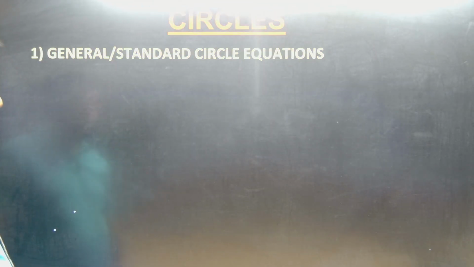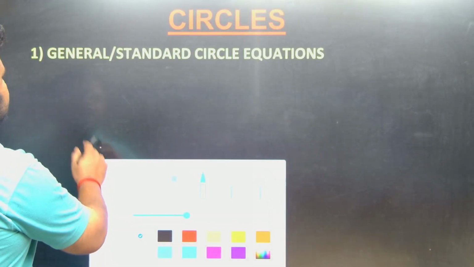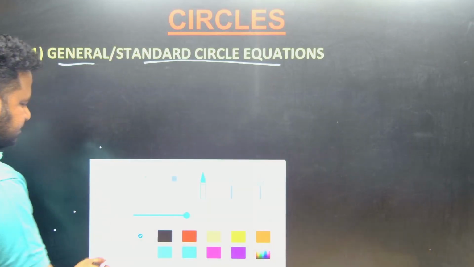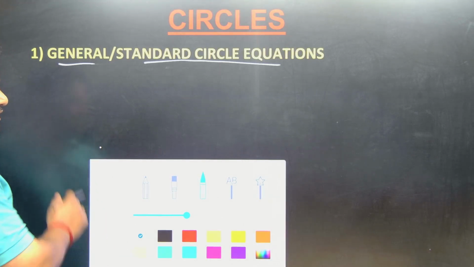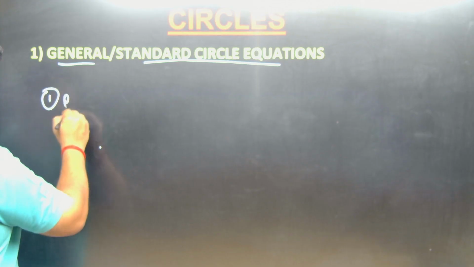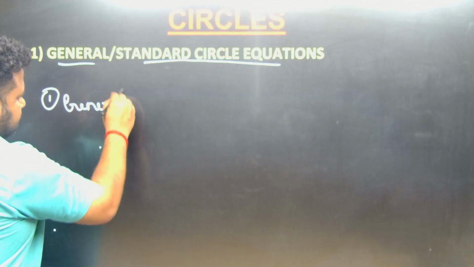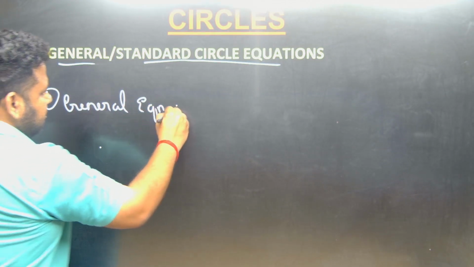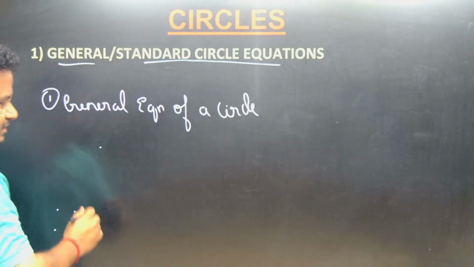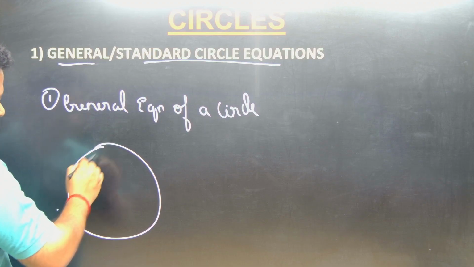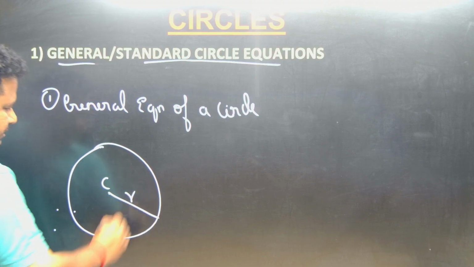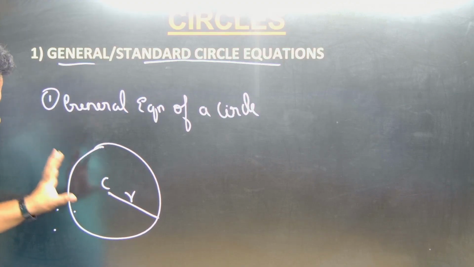When we talk about circles, you must know the general or standard circle equation. There are two equations here. One is called the general equation of the circle. Whenever we talk about a circle, we should always focus on getting the center and also its radius. The circles chapter is all about getting the center and radius.